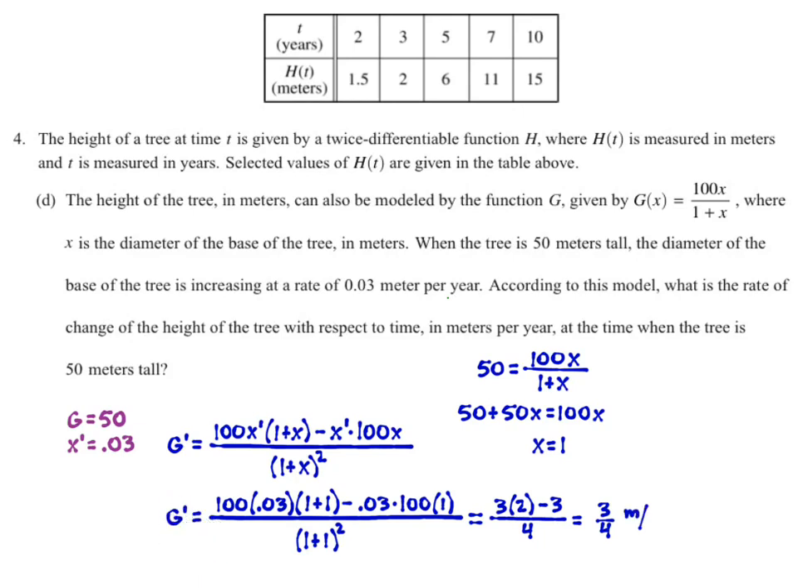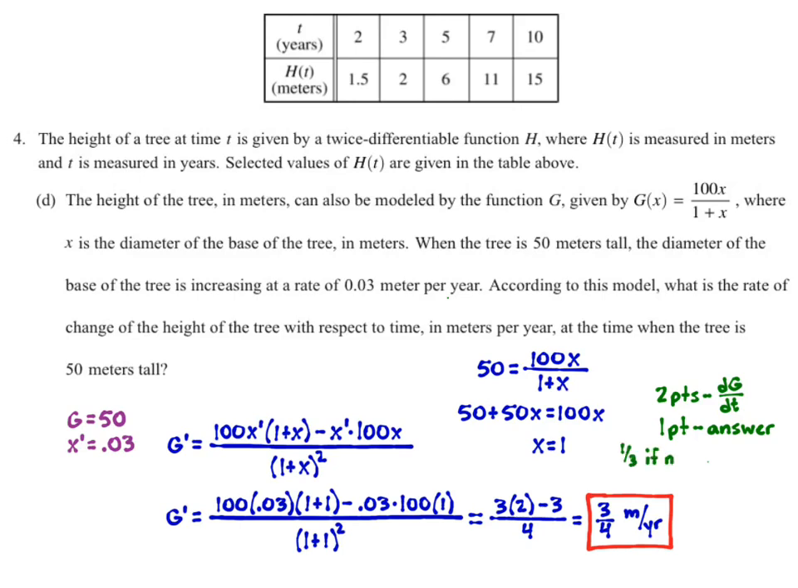So it's meters per year. As far as points go on this one, you're going to get 2 points for getting dg/dt, which basically means you have the derivative correct. You did the quotient rule correctly, and you took the derivative with respect to time. So 2 points for this line here, and then 1 point for your final answer.